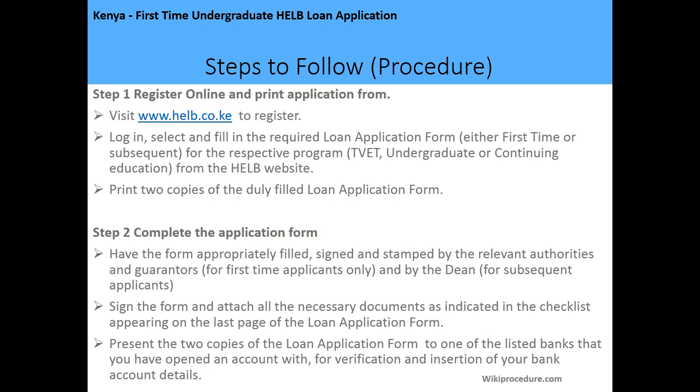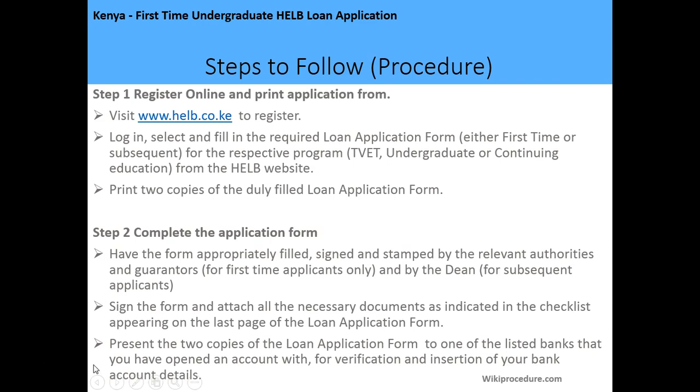After filling in the application form, you can go ahead and print it. Step 2: after printing the form, you now have to complete it. You have to appropriately fill it, sign it, and stamp it. So have the form filled, signed, and stamped by relevant authorities and guarantors. This is for first-time applicants only in our case. Number 2 is sign the form and attach all the necessary documents as indicated in the checklist appearing on the last page of the application form.